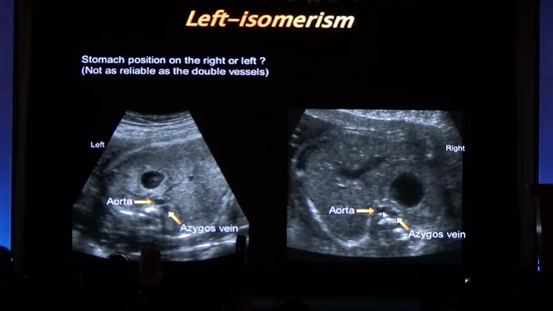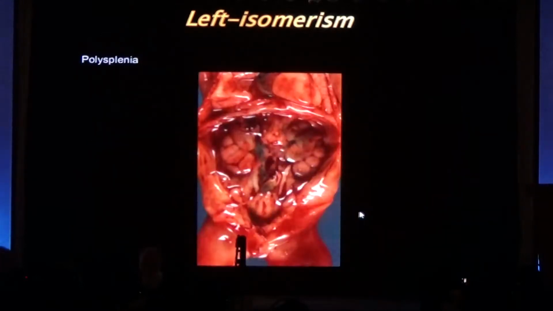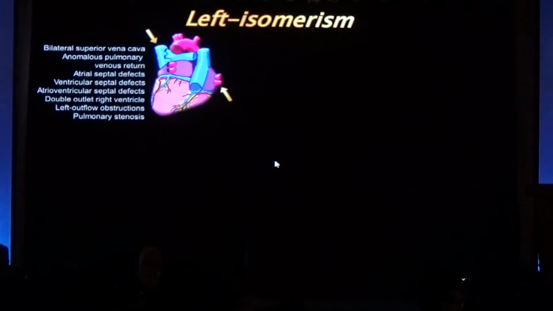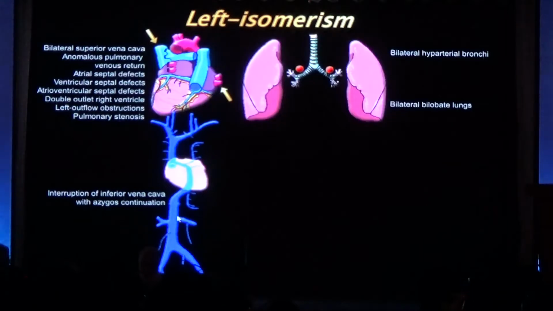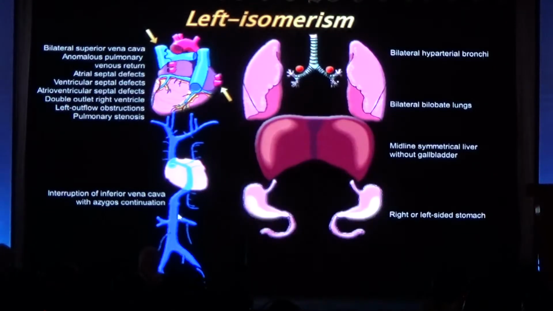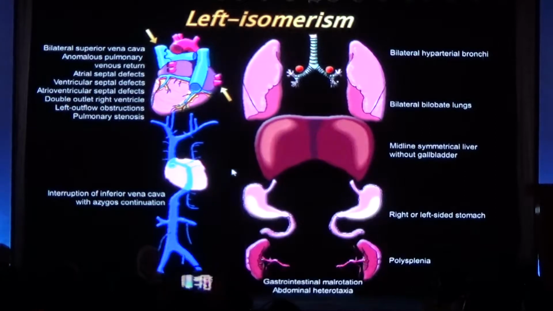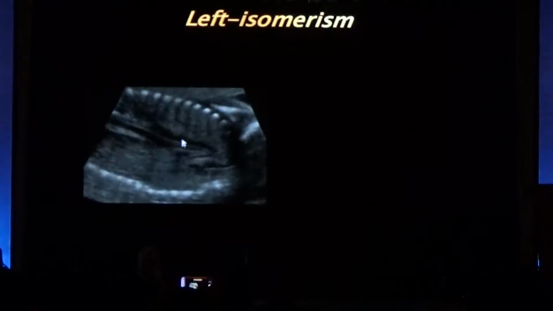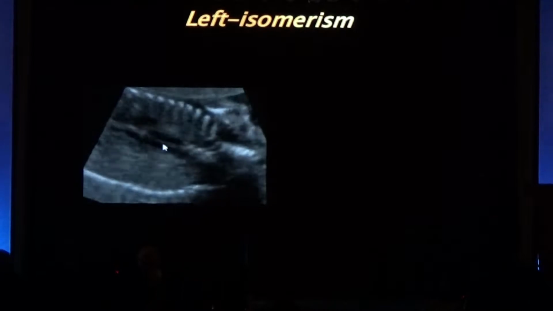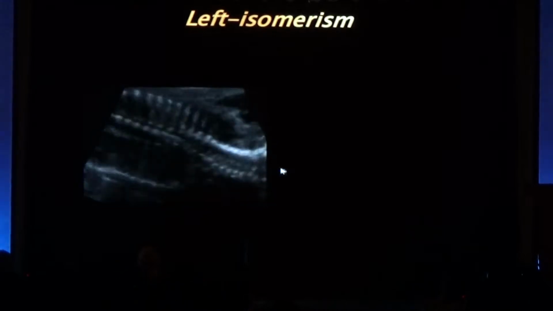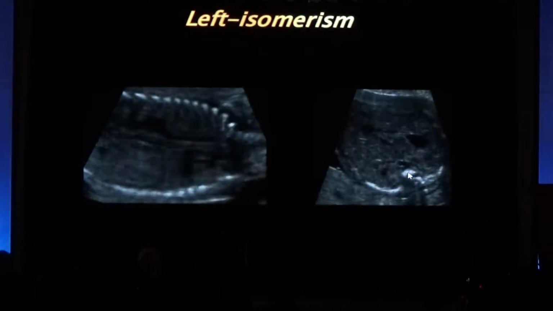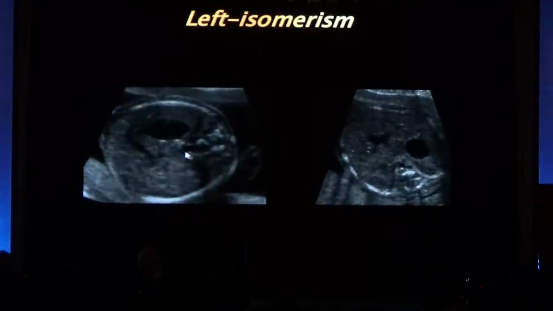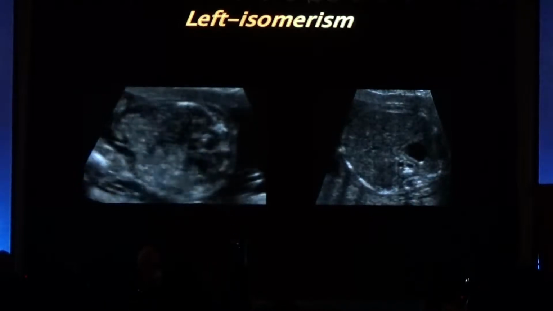So here we have aorta and azygous vein next to each other. Baby can have polysplenia, but this is hard to see with ultrasound. And these are the important findings in left isomerism. So IVC interruption is really the one you want to be looking at. And then let me finish by showing you some clips. Here we have the two vessels in the chest and the two vessels side by side next to the spine. Very typical of IVC interruption.